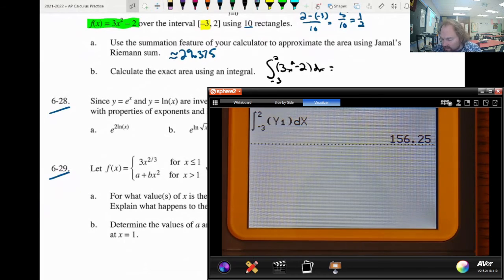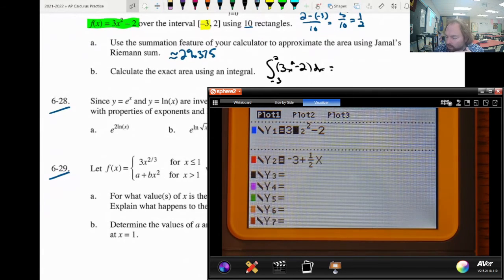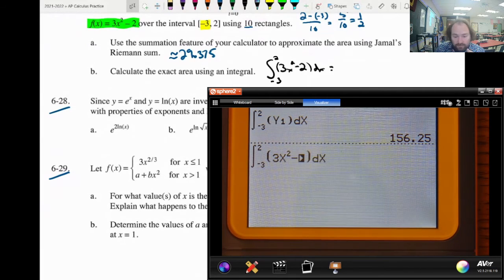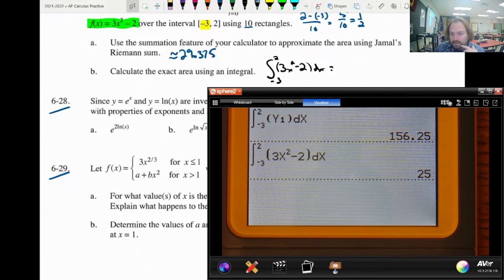Bam. It's going to be, whoa. What did I do along the way here? If you do y1 dx, 3x squared minus 2. Is that programmed in there? Oh, I guess I can't do that because y1 involves that other fraction there too. That's why I'm getting a conflated answer. So don't do that, I guess. 3x squared minus 2. There we go, 25, which is a lot more reasonable because it's really close to what our approximation was.